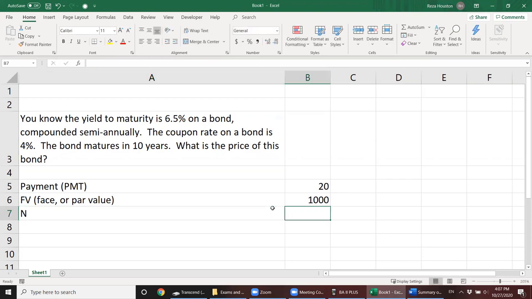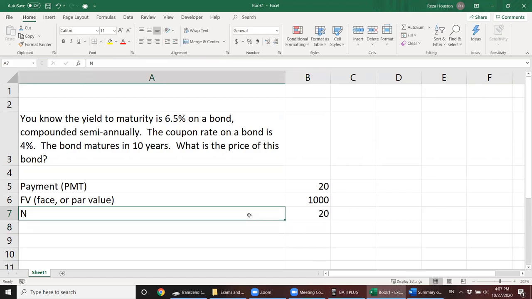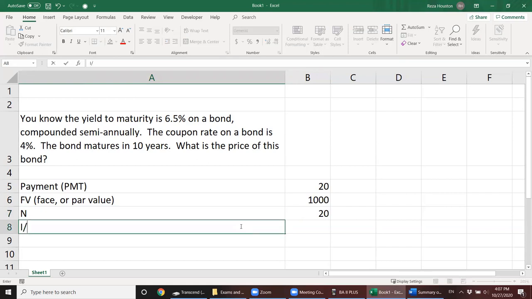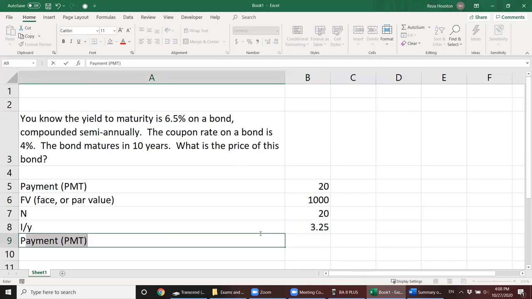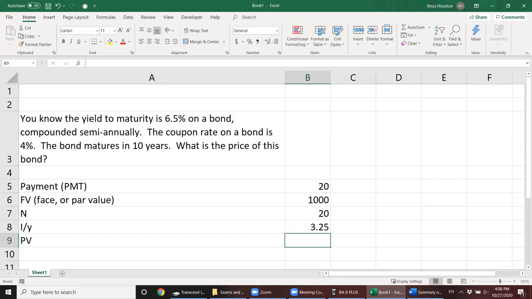Our N, or number of periods, is going to be just our years, so 10 years, times the number of compounding periods per year, which in this case is 2. So we have an N of 20. And then we have an I/Y of, well, we have a yield to maturity of 6.5%. And we typically put our I/Y in percentage terms. So 6.5 divided by the number of compounding periods per year. So in this case, our I/Y is 3.25. And now we can calculate the present value of our bond.